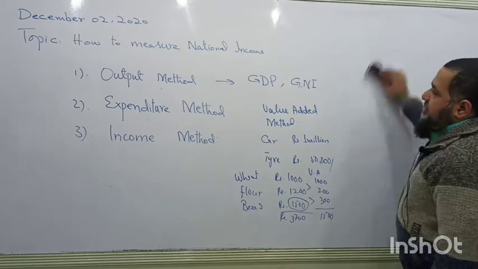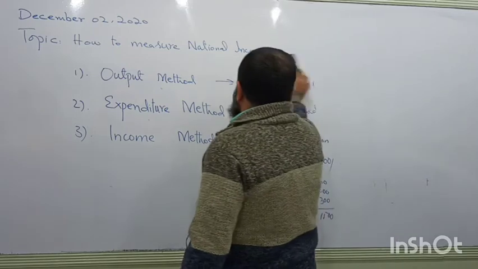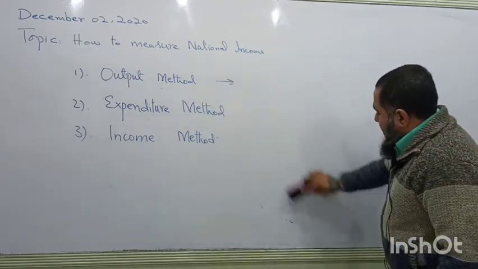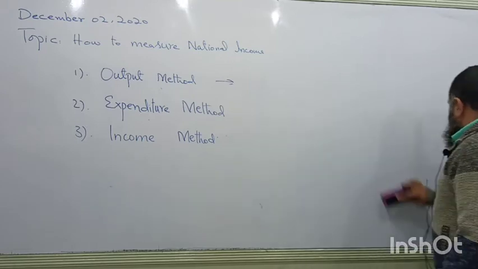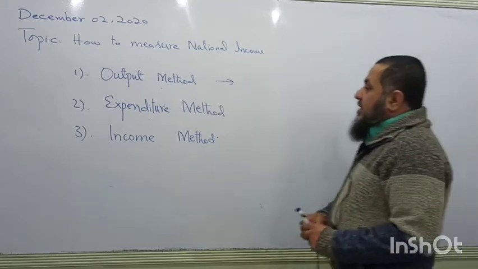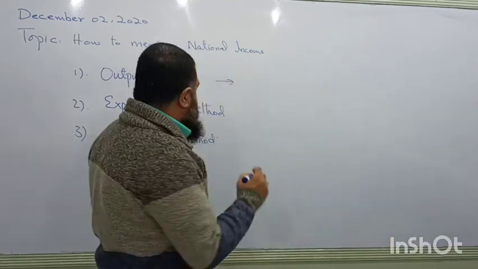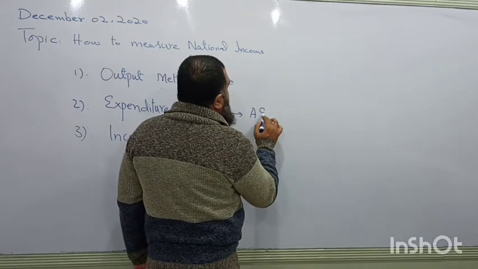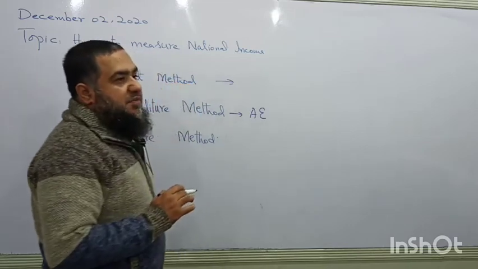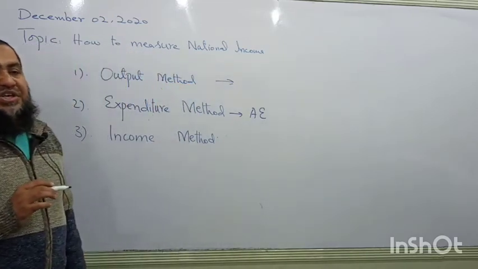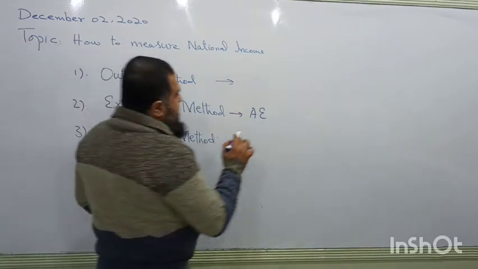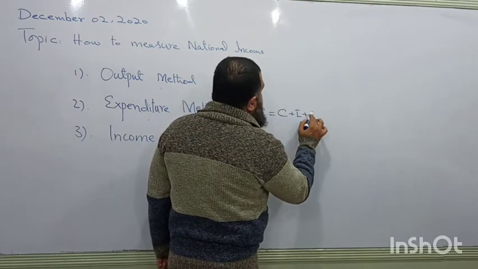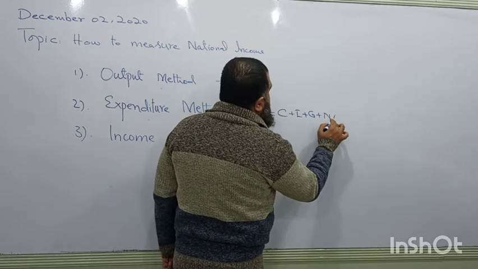Now I am going to take the other method which is used to measure the GDP, and you may be familiar with that. What is that? This is the expenditure method. Expenditure method means add up all the expenditures which take place in a country in a given year. You can say they are equal to C plus I plus G plus net exports.